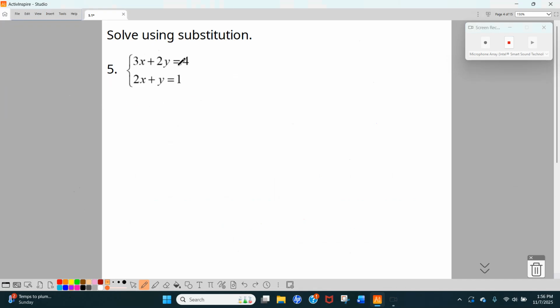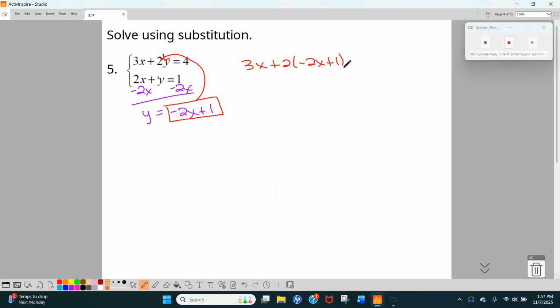All right, so for this one, if you're looking at what we have, the easiest thing to get by itself is this y. So if I subtract 2x from both sides here, then I get y is equal to negative 2x plus 1. So then I can take what y is equal to here and plug it in to this top equation. And it'll now say 3x plus 2 times negative 2x plus 1 is equal to 4. So 3x minus 4x plus 2, if I distribute here, is equal to 4.